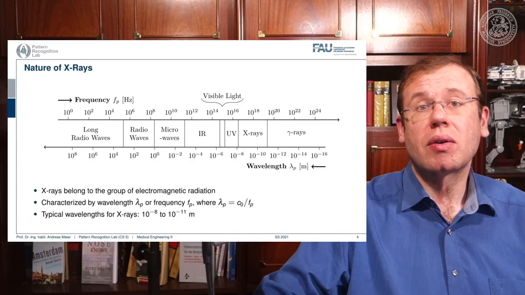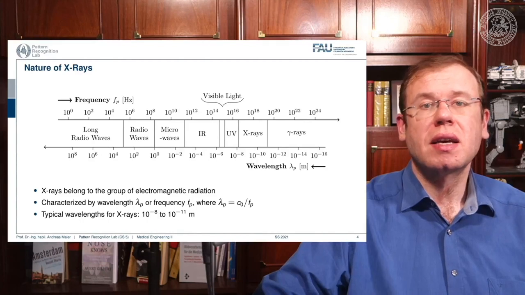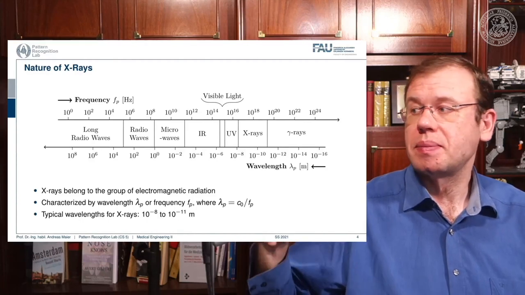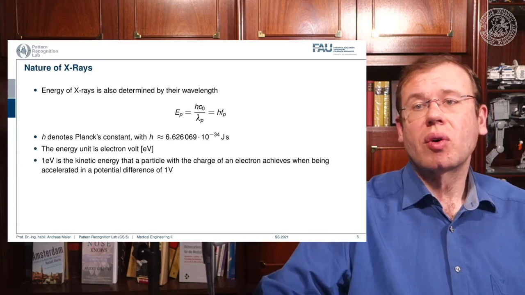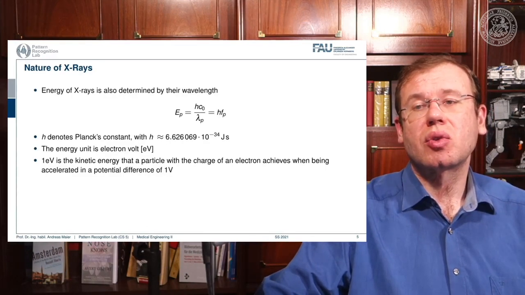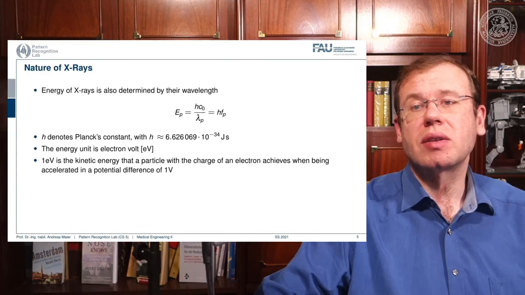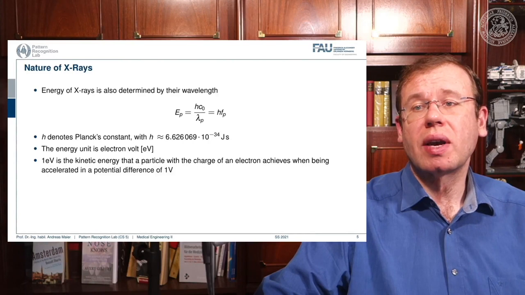So X-rays are a kind of electromagnetic radiation with a very short wavelength, so it has very high energy. Typical wavelengths for X-rays are 10 to the minus 8 to 10 to the minus 11 meters. Of course, the energy is related to the frequency of the light, and you can convert this if you know Planck's constant. You see here Planck's constant times the propagation speed, c0, divided by the wavelength. With that, you can determine the energy.